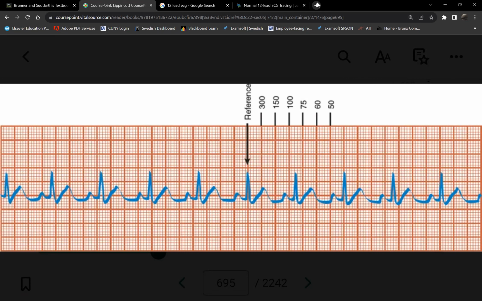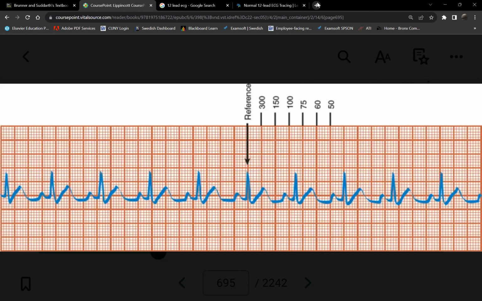So how long is one big box? If one small box is 0.04, how long is one big box? 0.2. So 1 second will have how many boxes? 1 divided by 0.2. 5, right? So every fifth big box is 1 second. 1, 2, 3, 4, 5. 1, 2, 3, 4, 5. 1, 2, 3, 4, 5. So this is 3 seconds right there.